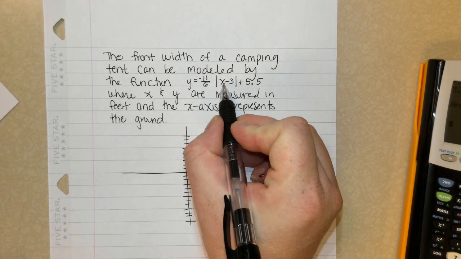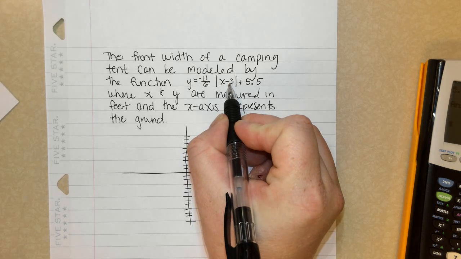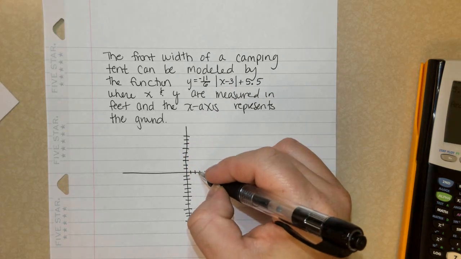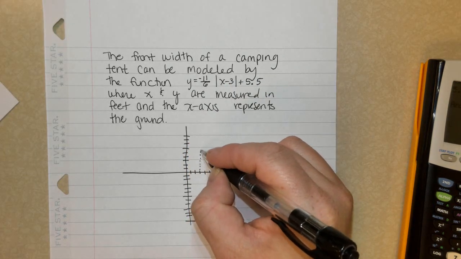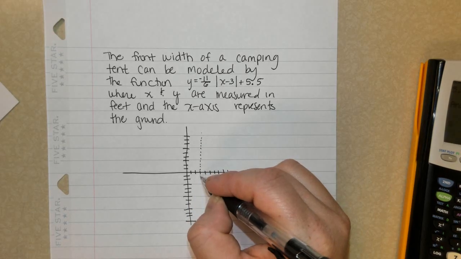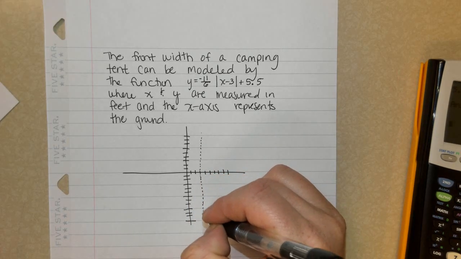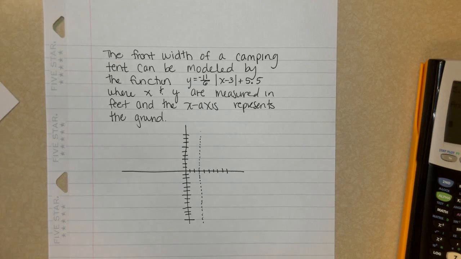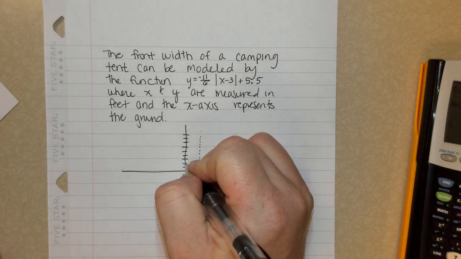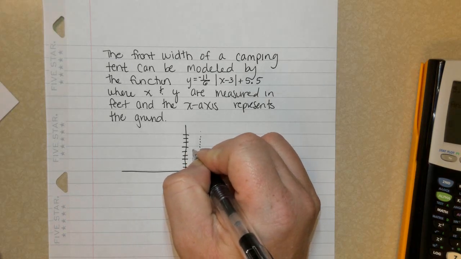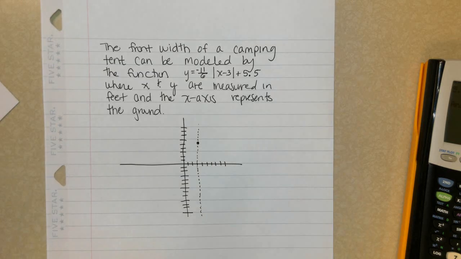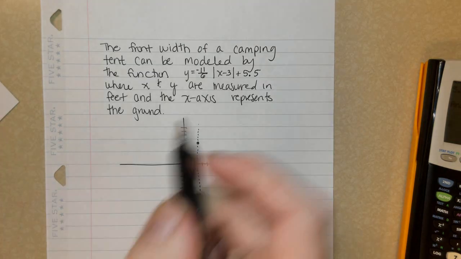So if I graph this, I'm going to go to the right 3 and up 5.5. So right 3, this is going to split my absolute function in half and make it symmetrical, and up 5.5. 1, 2, 3, 4, 5. Okay, right there.